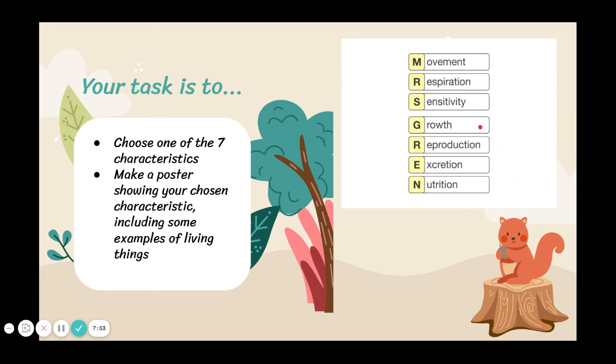On your poster, I want you to include some examples of living things. So if I chose movement, I might draw a poster, write the title, so a living thing needs to move, draw a picture of something moving, and then around the outside put some examples of living things that move. You can do this in any way you want. You could draw it, you could make it on Google Slides or on Google Docs, however you would like.